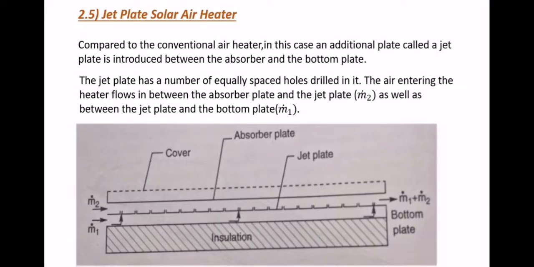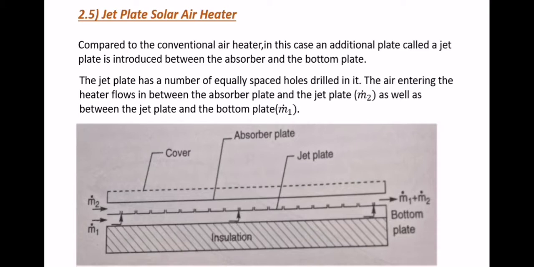The jet plate solar air heater was suggested by Chowdhury and Garg. Compared to the conventional air heater, in this case an additional plate called a jet plate is introduced between the absorber and the bottom plate. The jet plate has a number of equally spaced holes drilled in it. The air entering the heater flows in between the absorber plate and the jet plate as well as between the jet plate and the bottom plate.